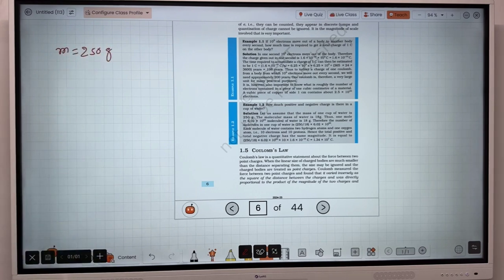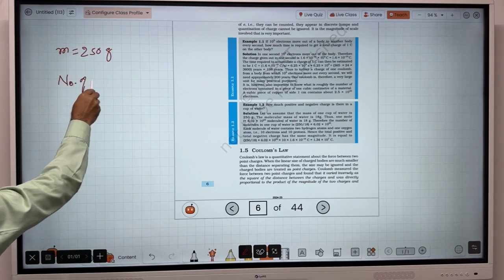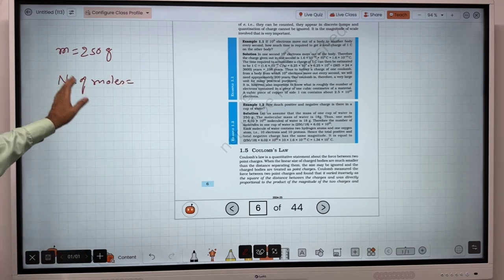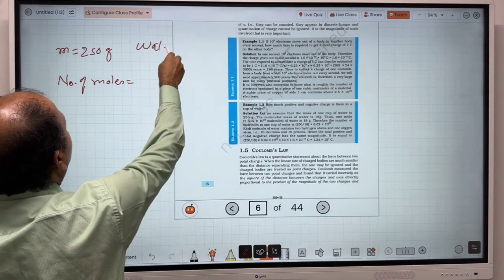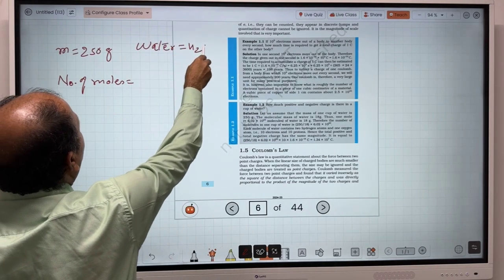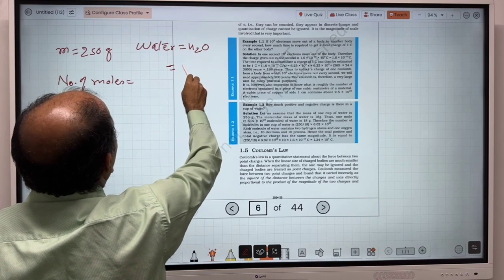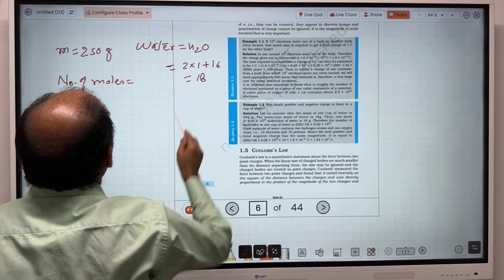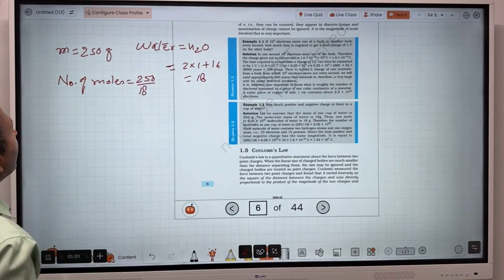Now we have to find out the number of moles. So number of moles is given mass divided by molecular mass. Since we are talking about water, water means H2O. So what is the molecular mass here? 2 into 1 plus 16, that is 18. So 250 divided by 18 moles.